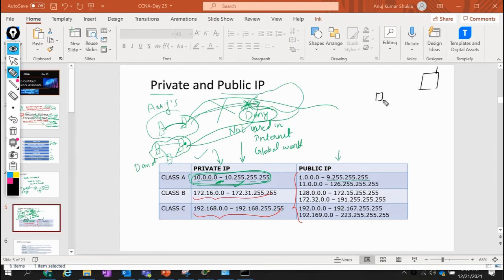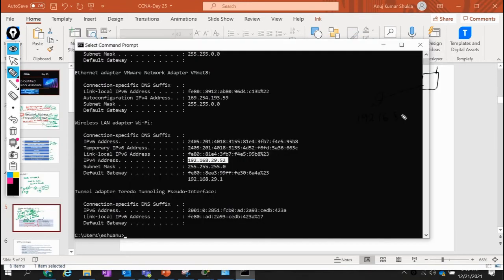This is my computer here, and this has been assigned 192.168, I think 29.52, right? That's what it is. Yeah, 29.52.